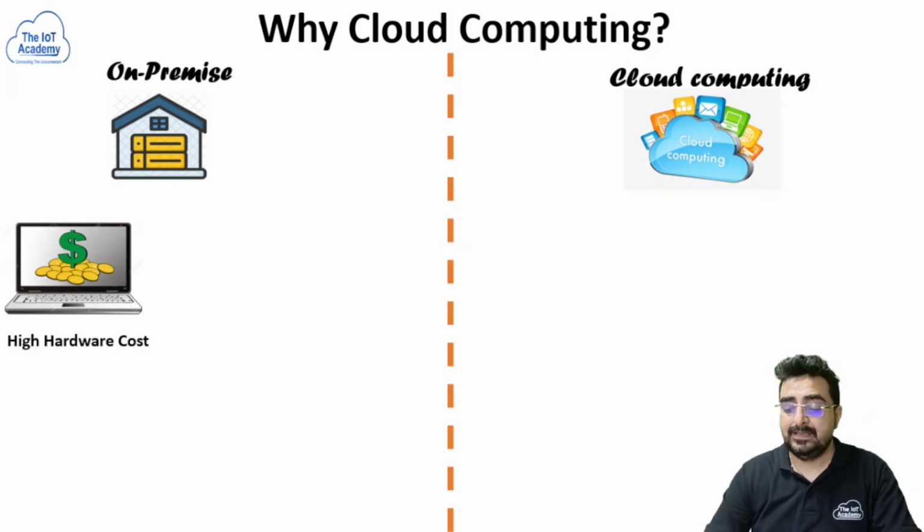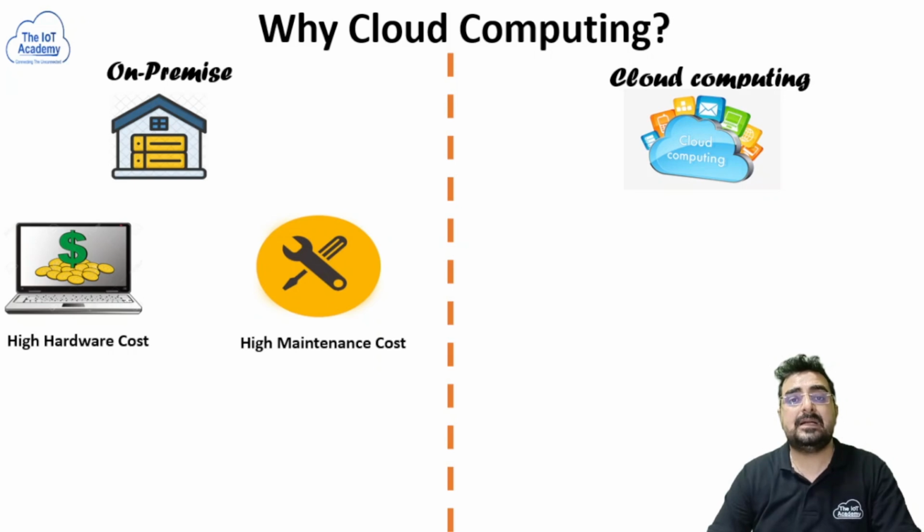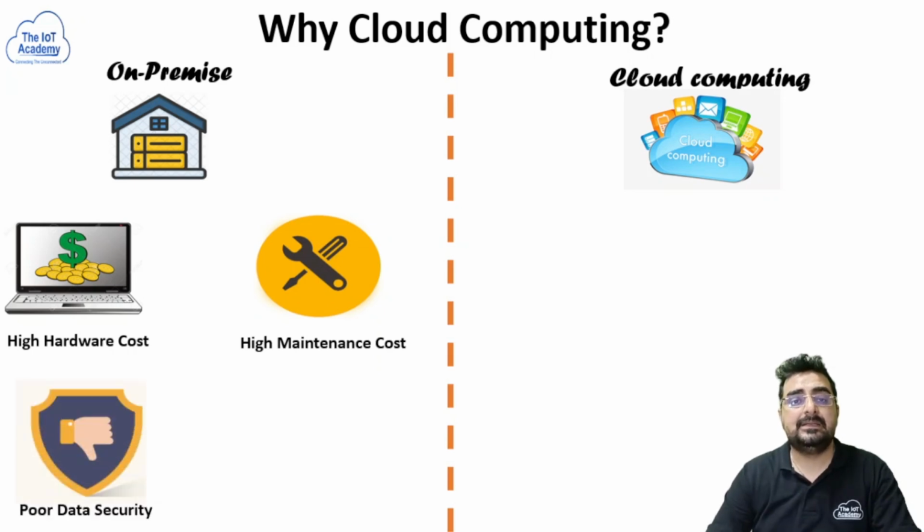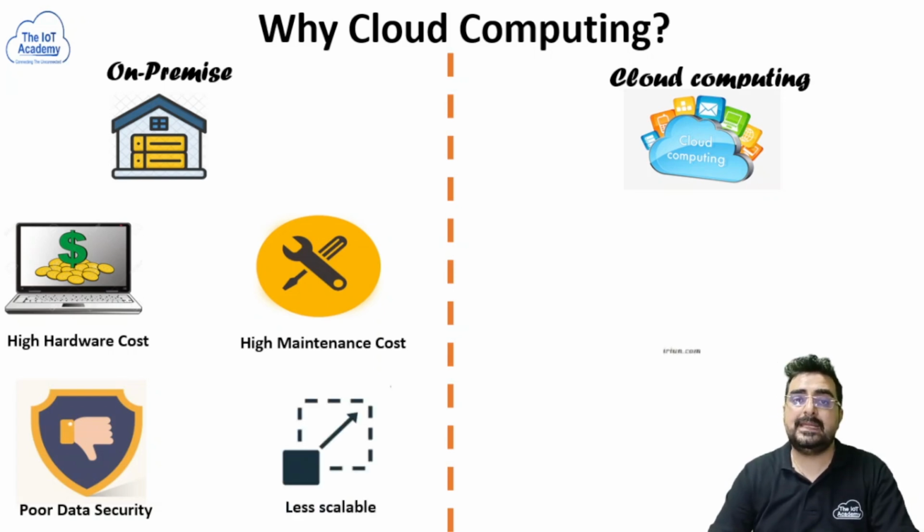Similarly, the maintenance cost of this hardware is also very high. We have to hire a team of engineers who will maintain this hardware. The third one, there is poor data security. If we are managing things on premises, there is poor data security, and also we cannot scale up. So it is not scalable. Why? Because we have to then purchase more hardware.